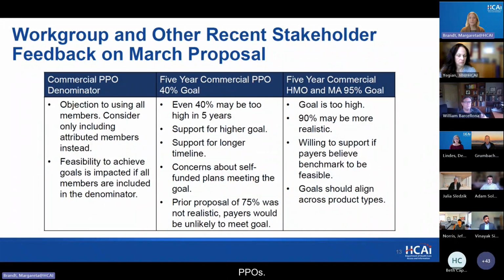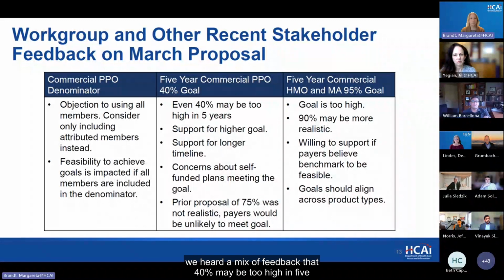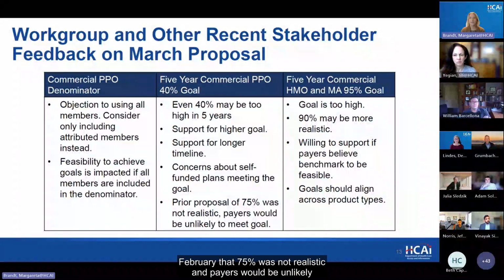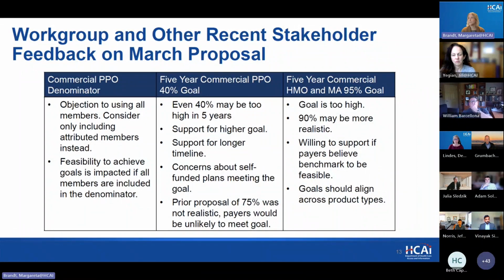And then also in addition for commercial PPOs, in terms of the 40% goal we proposed, we heard a mix of feedback that 40% may be too high in 5 years. There's support for the higher goal, and alternatively, there's support for the longer timeline of 10 years. And then also concern about self-funded plans being able to meet the goal. And then we also heard, going back to our prior proposal that we shared in February, that 75% was not realistic and payers would be unlikely to meet that goal either. And that was a 75% 10-year goal.